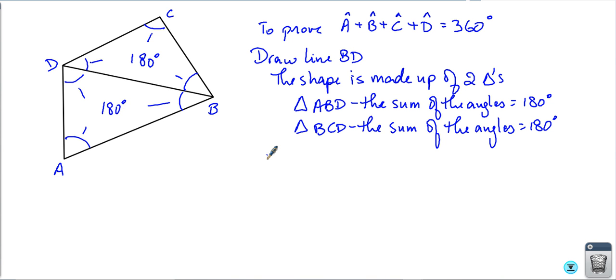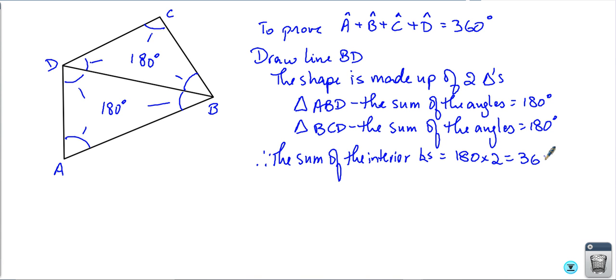So the sum of the interior angles is 180 times 2 triangles, and that's equal to 360 degrees. And we have shown that the sum of the interior angles of any quadrilateral, because that is any quadrilateral, is always equal to 360 degrees.